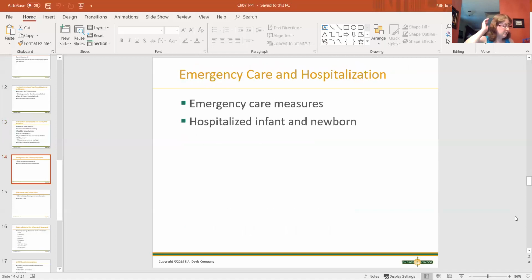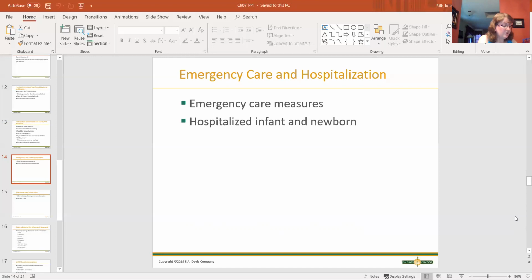All right, so then this gets into emergency care and hospitalization. When we have to do emergency care measures, it's very stressful for everyone. So you need to make sure you stay calm, begin rescue breathing if the infant is not breathing, call 911, apply pressure with a clean cloth to any area that's bleeding.